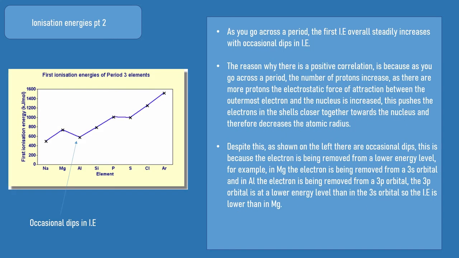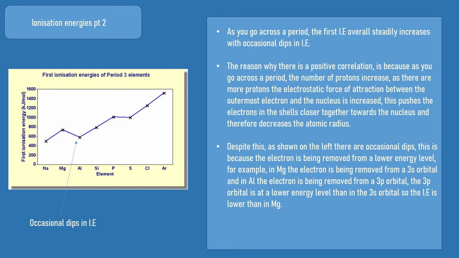Interestingly, if we look at the trend in first ionization energy across a period, the overall trend is steadily increasing with some occasional dips. The general increase in ionization energy is due to the increasing number of protons in the nucleus. This provides a greater electrostatic force of attraction between the nucleus and the outermost electron, which effectively pulls the electrons towards the nucleus. This as a result reduces the atomic radius and increases electrostatic attraction, so it becomes harder to remove the electron, which therefore increases the energy required to remove the electron.